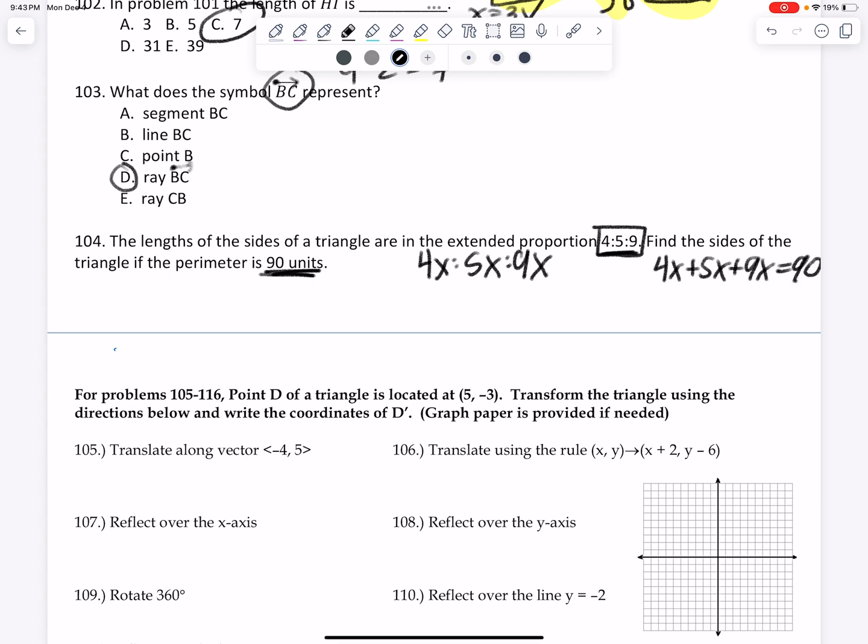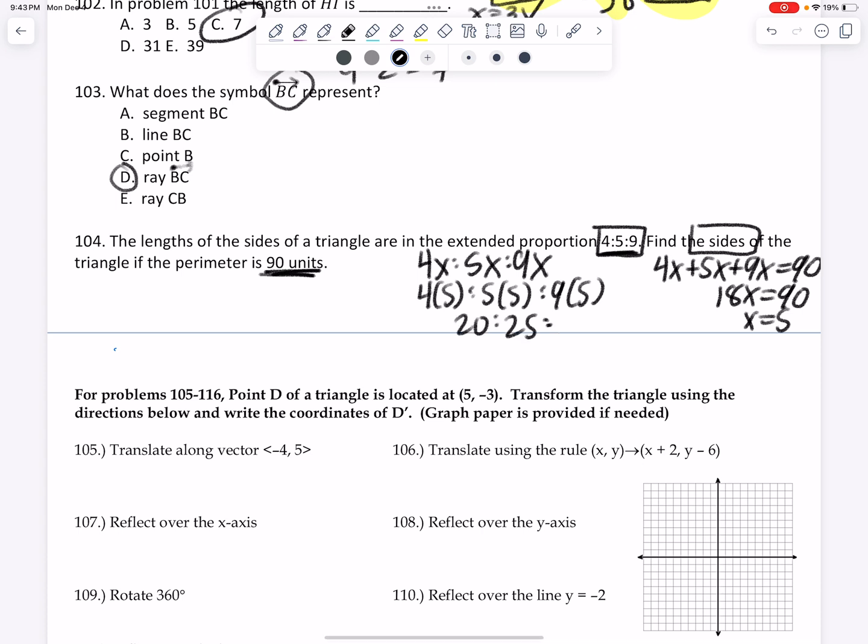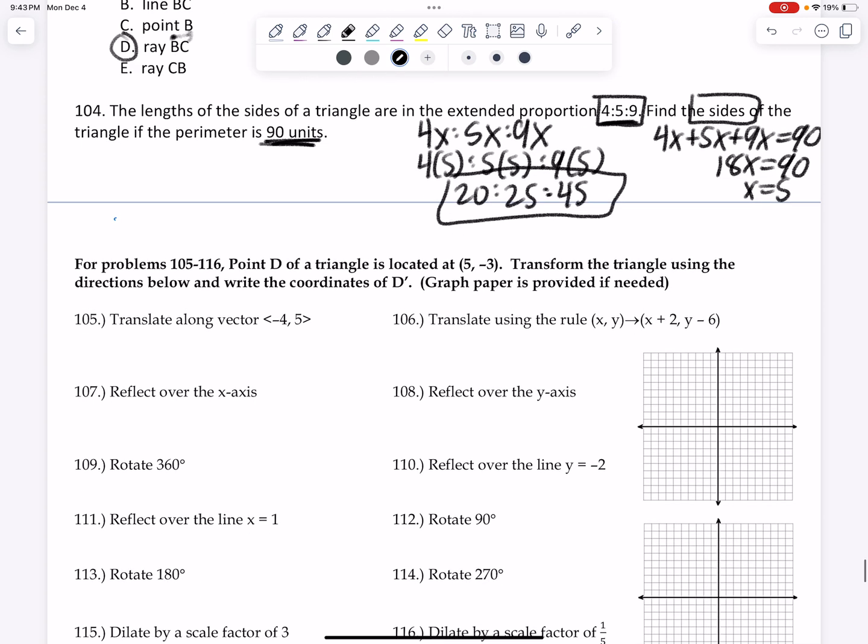So I can combine like terms, and that would be 18x equals 90. And if 18x equals 90, then x is 5. They did not say, what is the value of x, or I'd be done. It said find the side. So it actually wants you to go back and plug it in. 4 times 5, 5 times 5, 9 times 5. That would be 20, 25, 45. And you know you did it right if those add up to 90, which they do. If I said what's the longest side, you'd say 45. If I said what's the medium side, you'd say 25. And 20 would be the shortest side of that triangle.